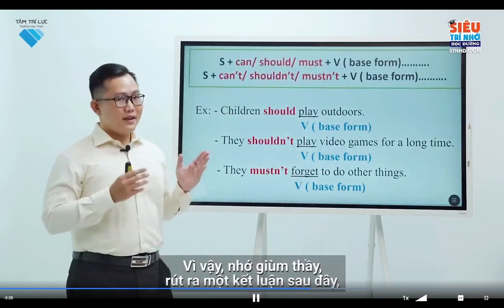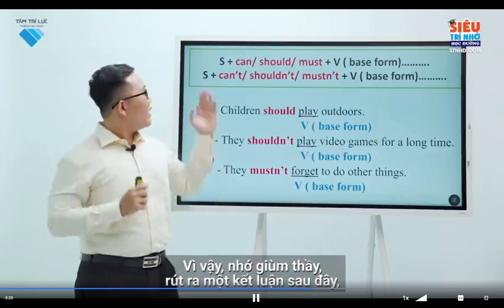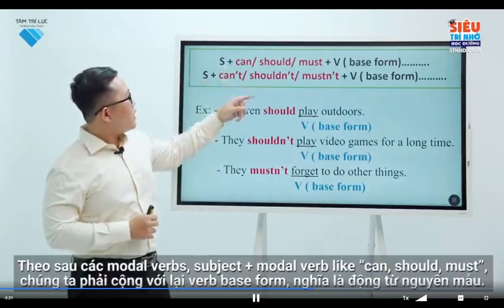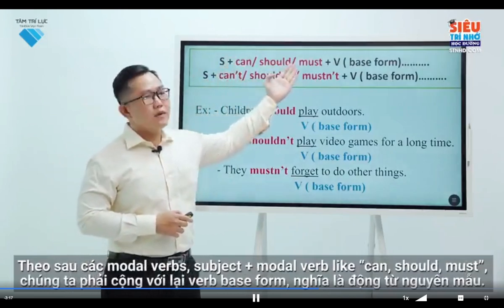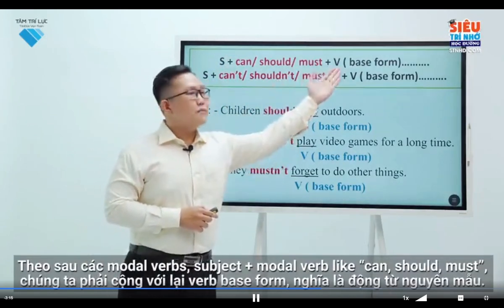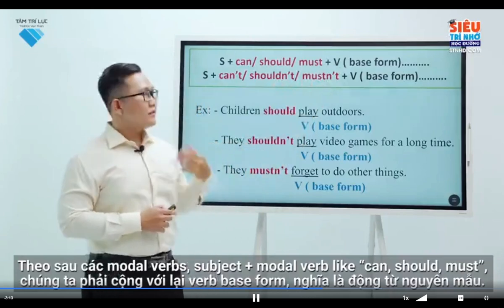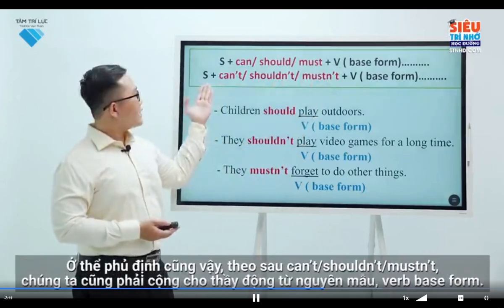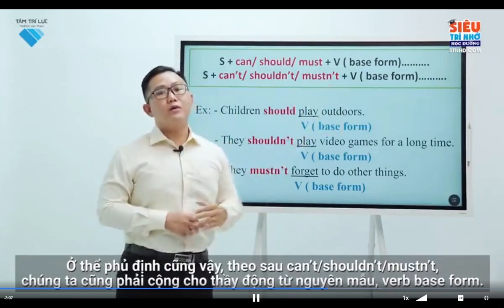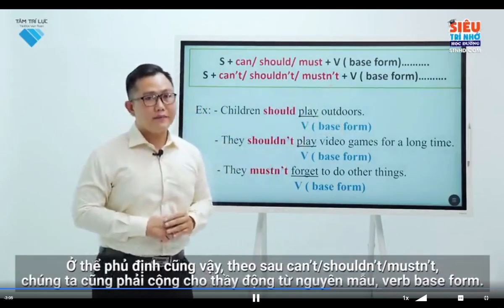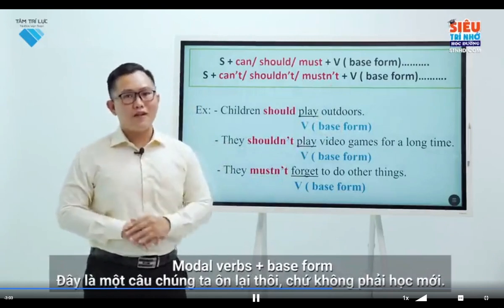In conclusion, please pay attention and remember, modal verbs such as can, should, must are followed by an infinitive of another verb. It's also applied to the negative form. Can't, shouldn't, mustn't are followed by an infinitive. Modal verbs are followed by an infinitive.